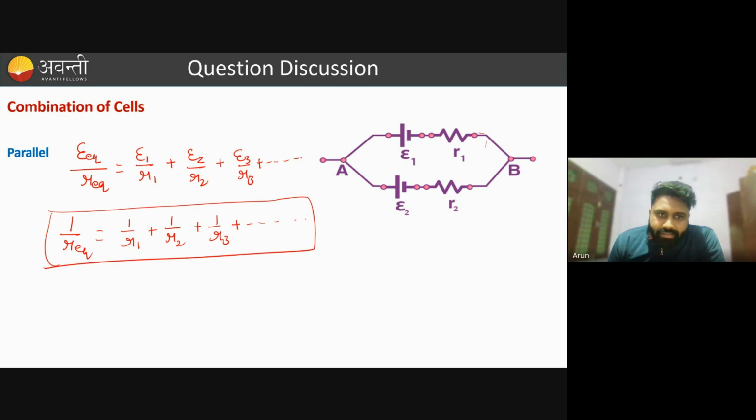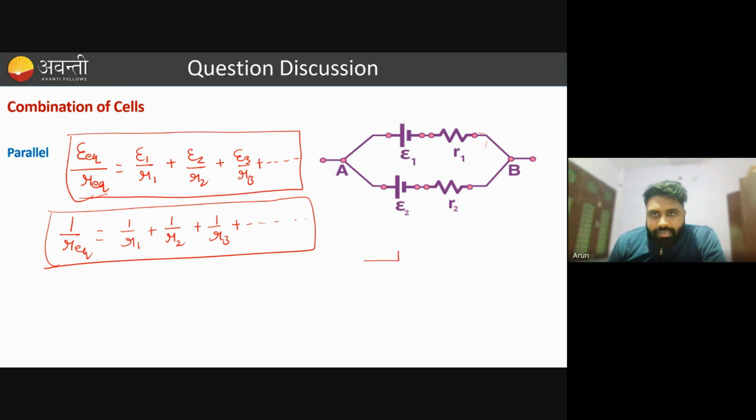From here you calculate the value of R equivalent, and then put the value of R equivalent in this formula. R1, R2, R3 you all know, and E1, E2, E3 are also given in the question. Calculate E equivalent. Got it?